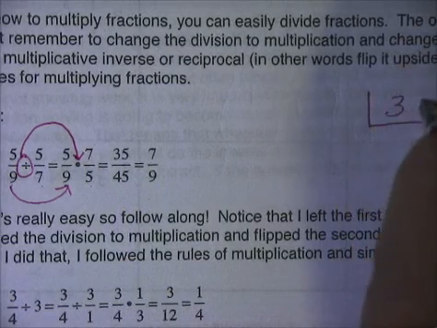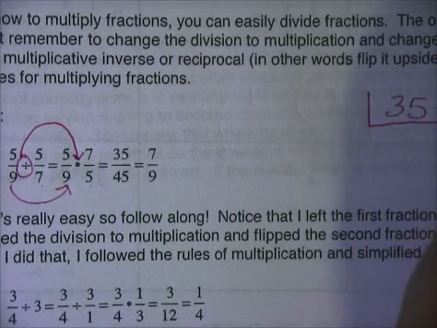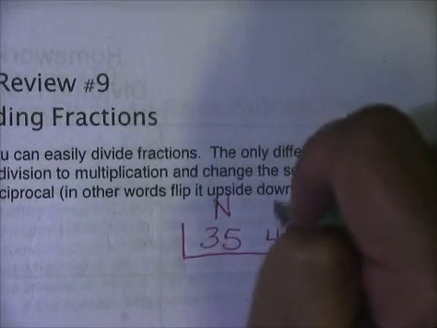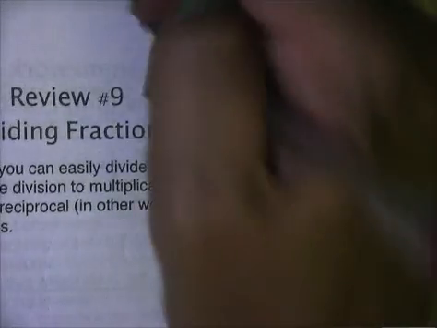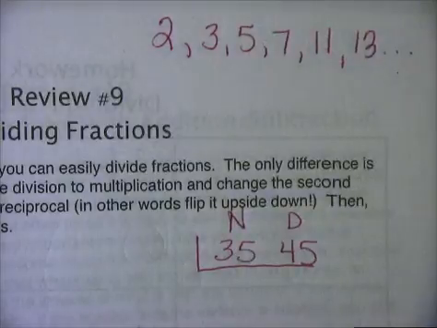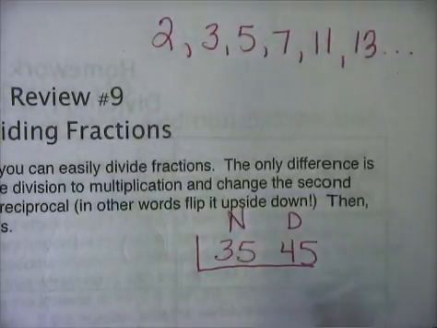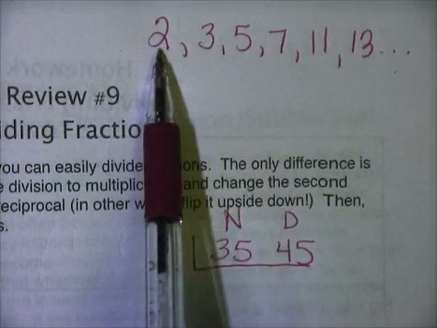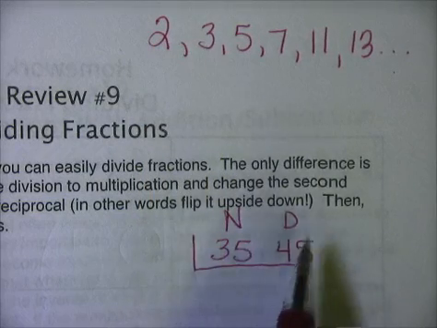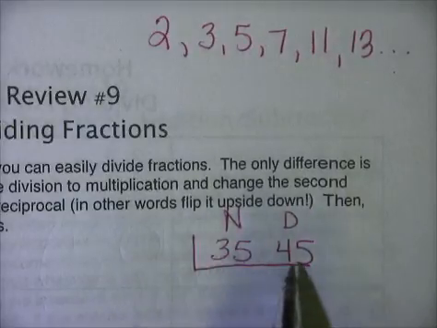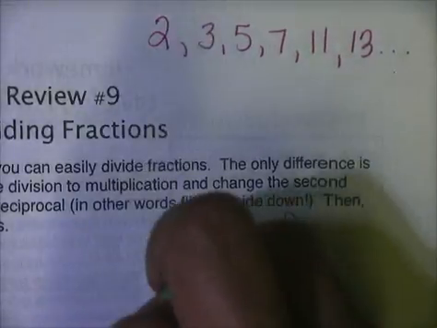If we're having problems simplifying, we're going to simplify it using the ladder. So we have 35 and 45. Always put your numerator first and your denominator second. Let's list our primes: 2, 3, 5, 7, 11, 13, and they keep going. Now the first thing we're going to ask is, are 35 and 45 both divisible by 2? No, they aren't. Are they both divisible by 3? No. So let's move to 5. Are they both divisible by 5? Well, we know they are because they both end in 5, so let's put 5 out here.